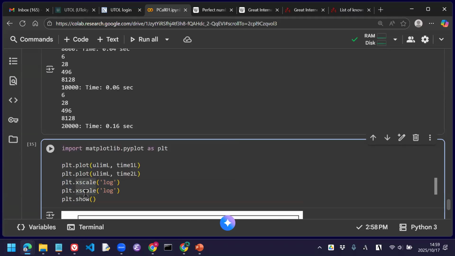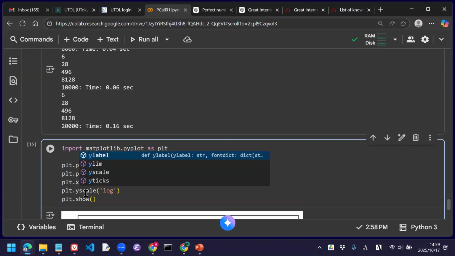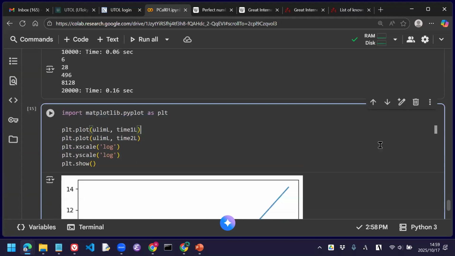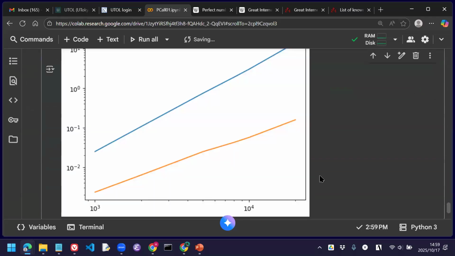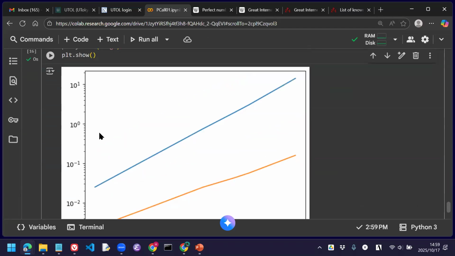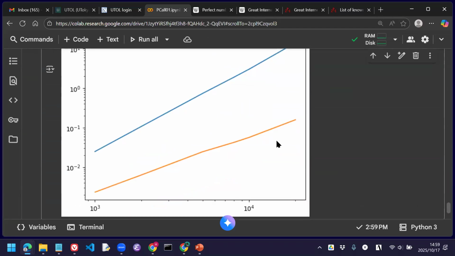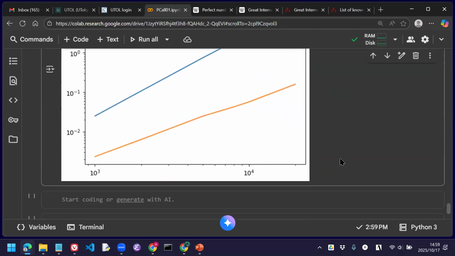Because both are kind of logarithmic, exponential, I mean. So let's take a look at it. This is more interesting. Both are linear in logarithmic scale, meaning that they are exponential. This is an interesting way to compare.